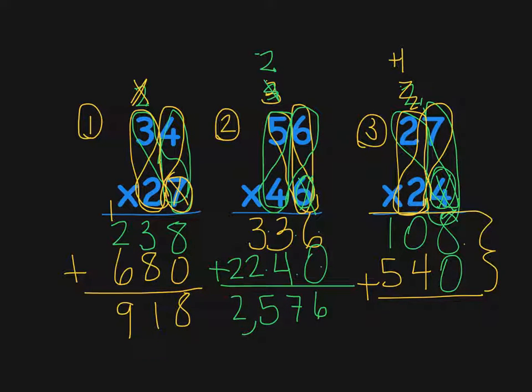8 plus 0 is 8. 0 plus 4 is 4. And 1 plus 5 is 6. So your answer should be 648.